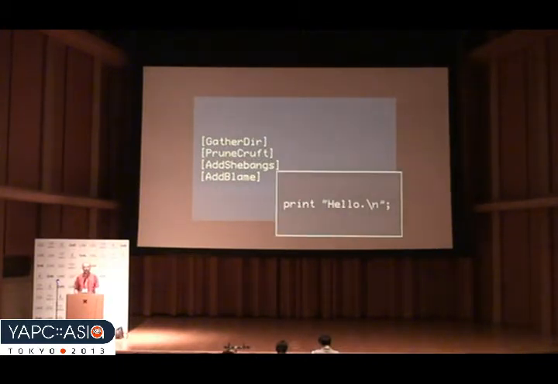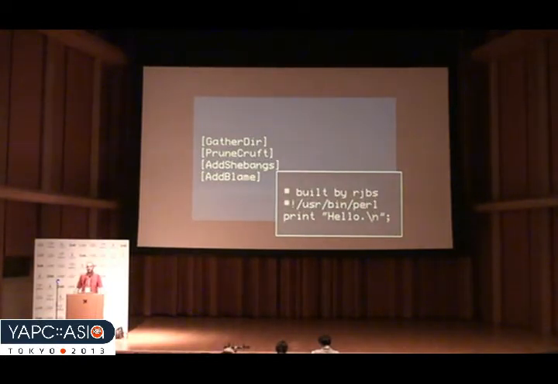So if we start with a file that looks like this, and then we go and we add shebangs, and then we add blame, the shebang is in the wrong place. This is no longer going to run. What we need to do is swap the order of those two plugins so the order of their operation also changes.